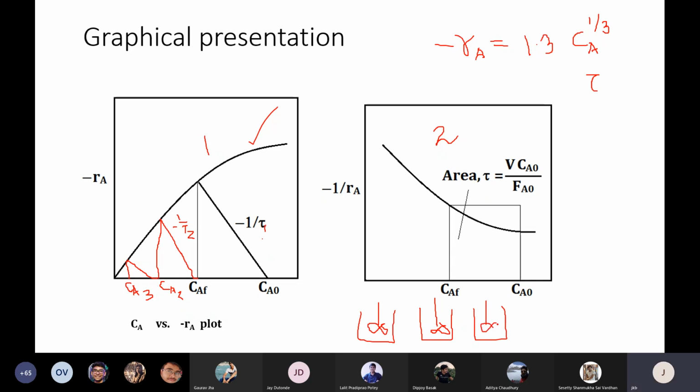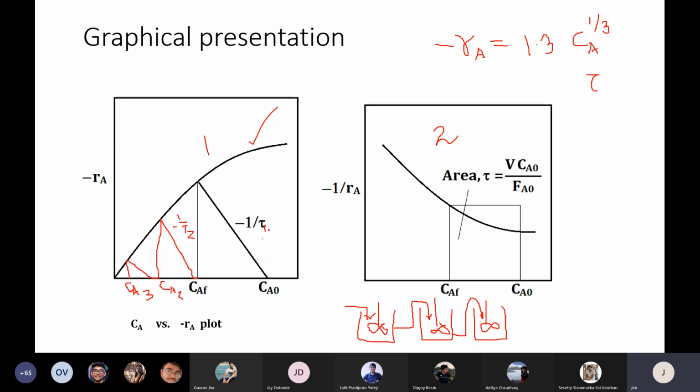So if three reactors are connected in series and feed is added to the first reactor with concentration CA0, then the effluent from the first reactor is added to the second reactor, and the effluent from the second reactor is added to the third reactor. It is called the CSTRs in series model. In the CSTR in series model we can go by this method, plotting rate as a function of CA. So it is enough. I think it is clear.